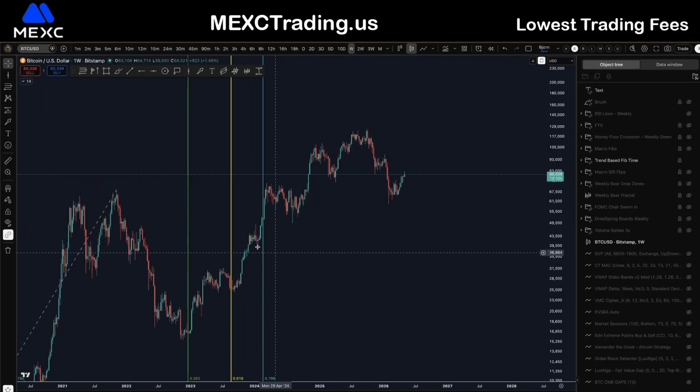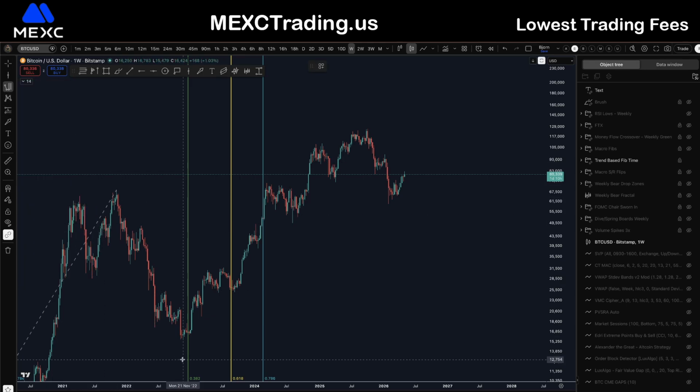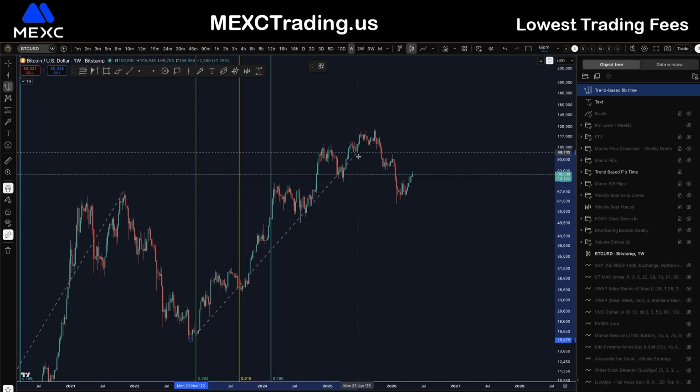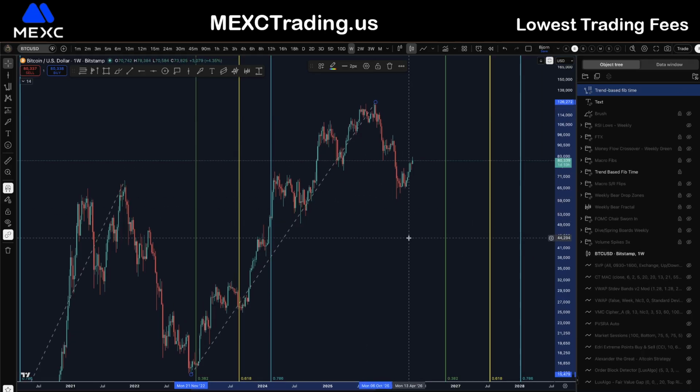And let's look at this cycle. Let's go ahead and I'll show you how we throw it on here. We got the trend base fib here. I'm going to mark out the bottom. Boom. Take it all the way to the top at 126K. And that gives us a trend base fib 382 out to November of 2026.